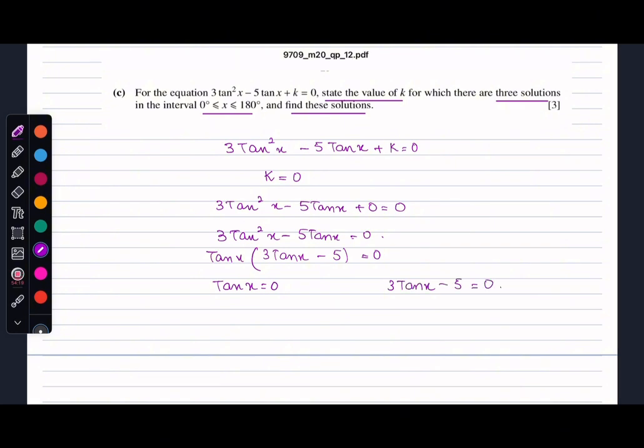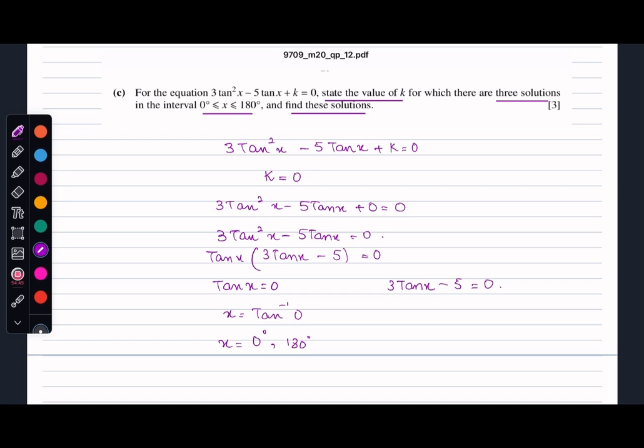Within the domain of 0 to 180 degrees, which is given in the question, we know that tan x is 0 where tan inverse is 0, and there should be two values. One is 0 degrees and the other has to be 180 degrees. So these are the two solutions where tan x becomes 0.